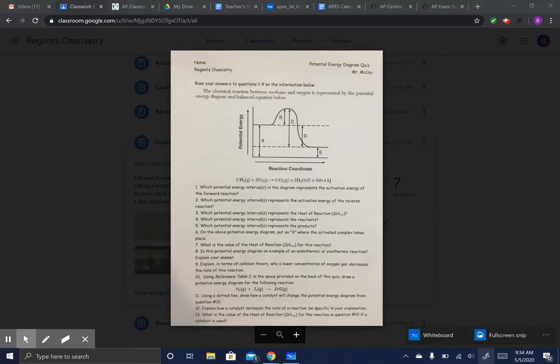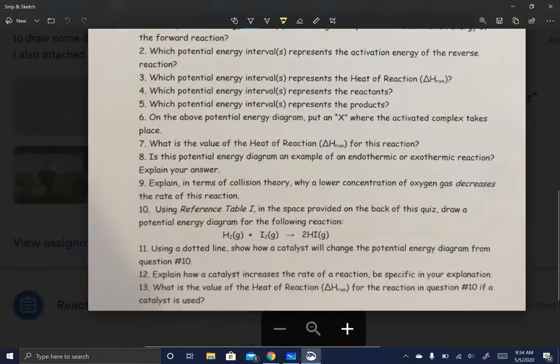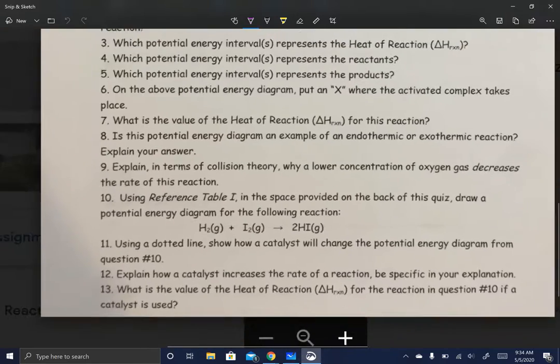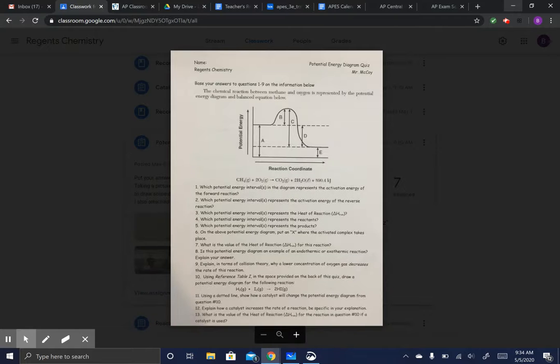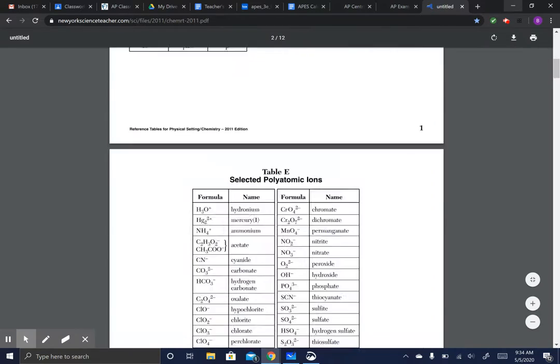All right, let me do that, and then I'll just zoom in here. Okay, so number 10, using table I in the space provided, draw a potential energy diagram for the following reaction. I think what I'll do is I'll do this here. H2 plus I2 yields 2HI. Now I'm going to go to the interwebs here. Reference table I, here we go.